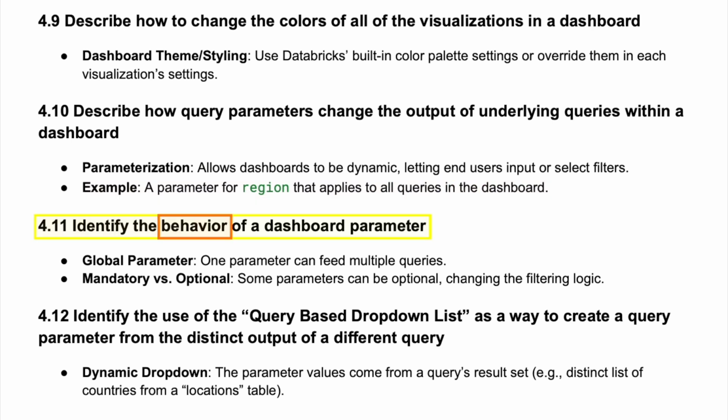4.11 Identify the behavior of a dashboard parameter. Global parameter. One parameter can feed multiple queries. Mandatory versus optional. Some parameters can be optional, changing the filtering logic. 4.12 Identify the use of the query-based drop-down list as a way to create a query parameter from the distinct output of a different query. Dynamic drop-down. The parameter values come from a query's result set. For example, distinct list of countries from a locations table.